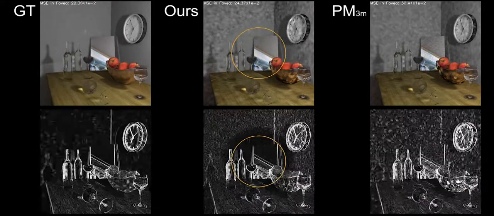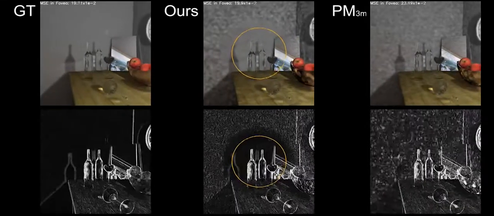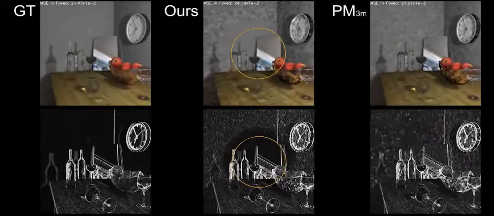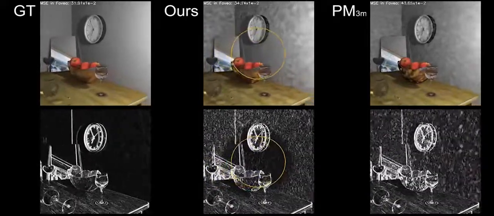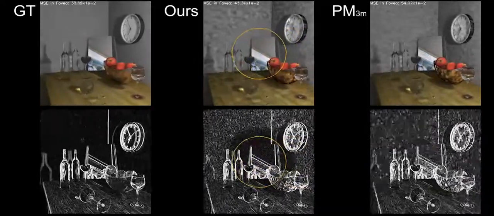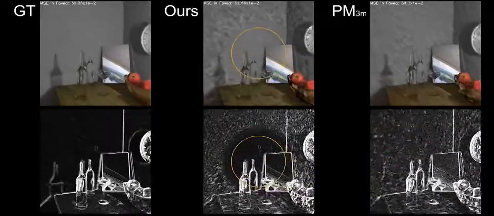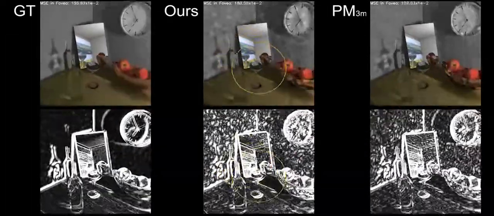We also compare the temporal mean squared error of adjacent frames between our method and PM3M. The normalized temporal errors are shown in the images of the second row. Our temporal mean squared error in the foveal region is similar to that of the ground truth, and is smaller than that of PM3M, because our method reuses the valid foveated photons of the previous frame.